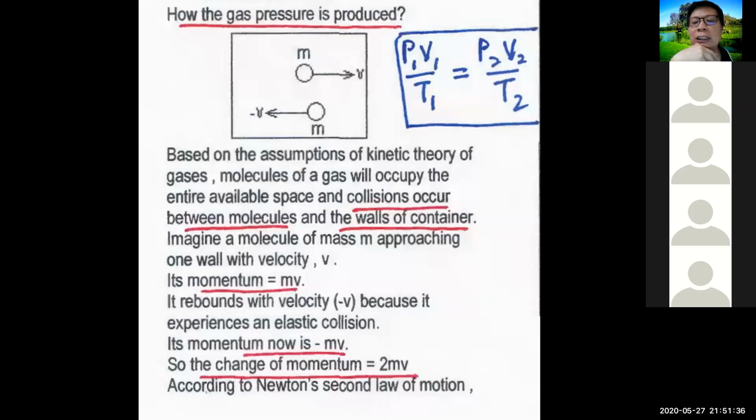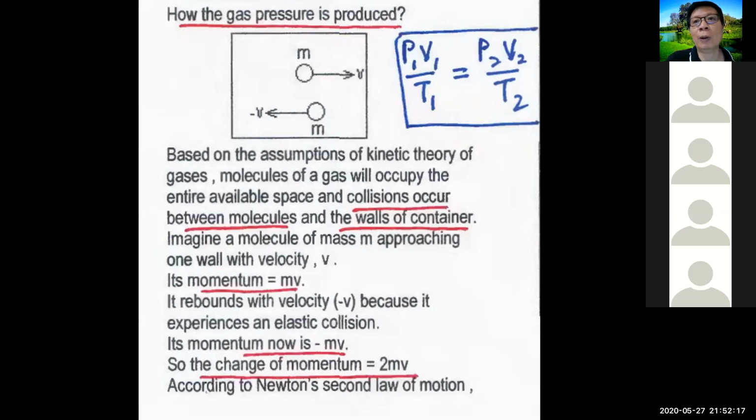Hashini, are you there? Yes, sir. Hashini, can you take a guess and tell me how this gas pressure occurs? See whether you know or not. Wrong also never mind. Collision occurs between the molecules and walls of the container. Yes, very smart. That's why I say Hashini is very smart. Her answer is exactly what I want.